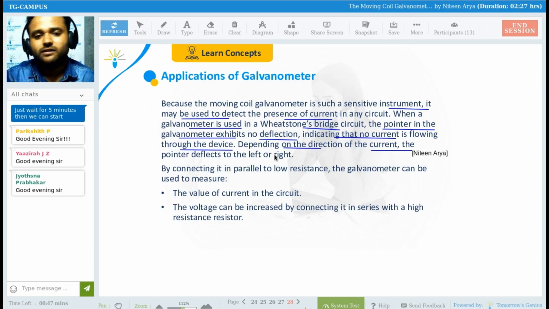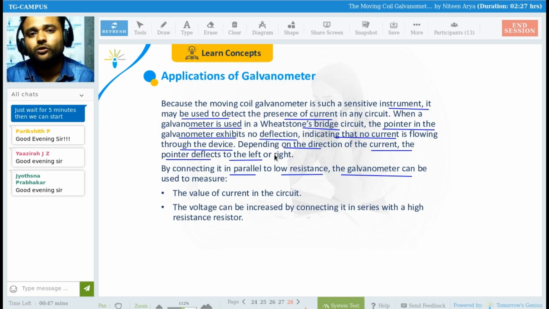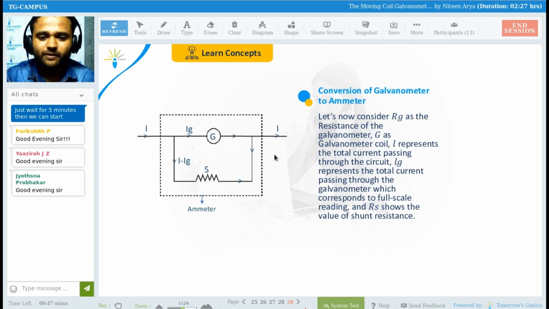Depending on the direction of the current, the pointer deflects to the left or right. By connecting it in parallel to a low resistance, it can be converted into a low resistance ammeter. And if we connect that particular galvanometer in series, we can convert it into a voltmeter. We can see that on the next page. So, conversion of a galvanometer into an ammeter.